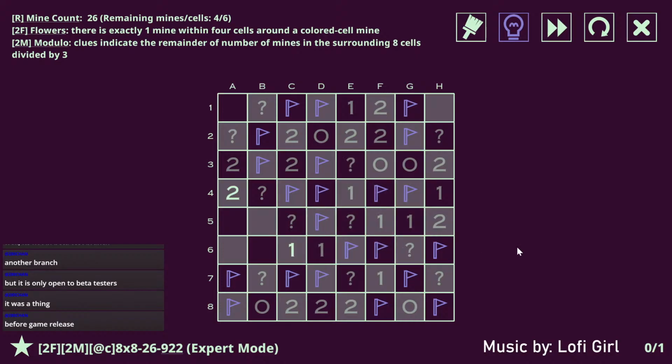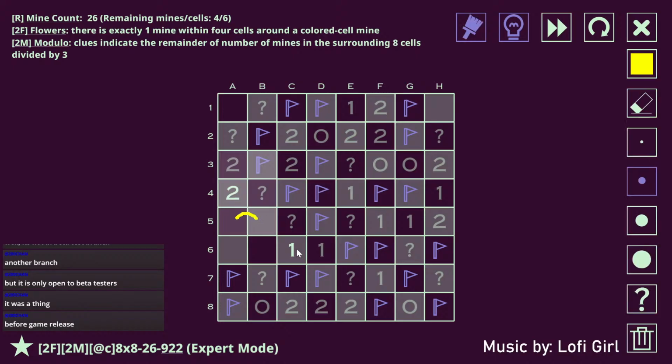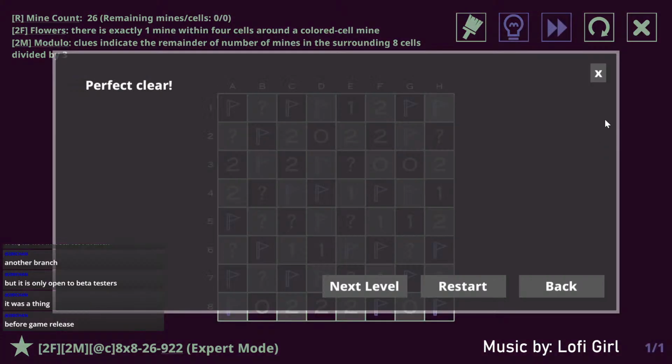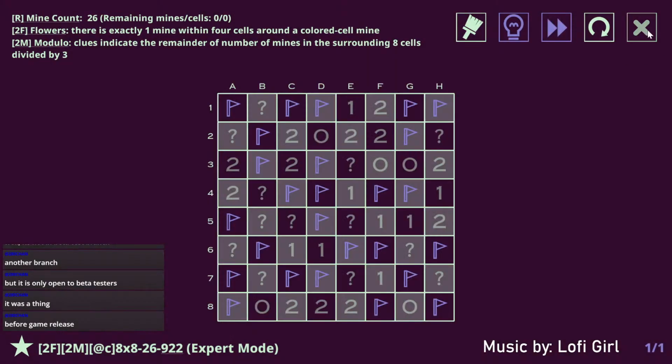There's 4 mines remaining. This sees 2, so there's 1 mine here. This sees 4, so there's 1 mine here. If this is a mine, then these are both empty, which fails, so this can't be a mine. This now can't be a mine either, and so these are both mines. Hey, there you go. Okay.